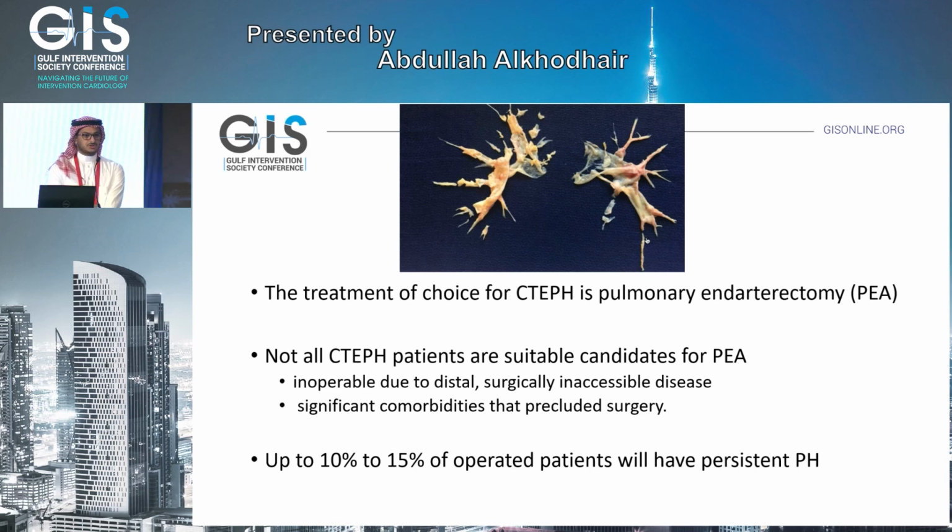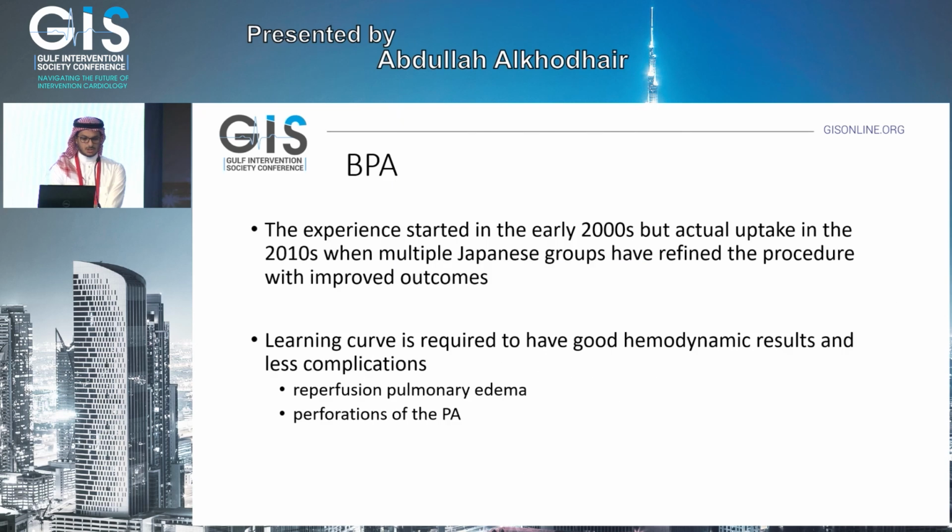Sometimes the obstruction is so distal that the surgeons cannot access it. And a lot of patients have comorbidities that prevent them from undergoing this major surgery. In addition, some patients will have the surgery but have some residual disease as well. So BPA started in the 2000s. The Japanese group refined and improved the procedure in the early 2010s, and now they have the biggest publications to demonstrate the importance of this procedure, the good hemodynamic results, and the low complication rates, a reflection of the learning curve they have gone through.